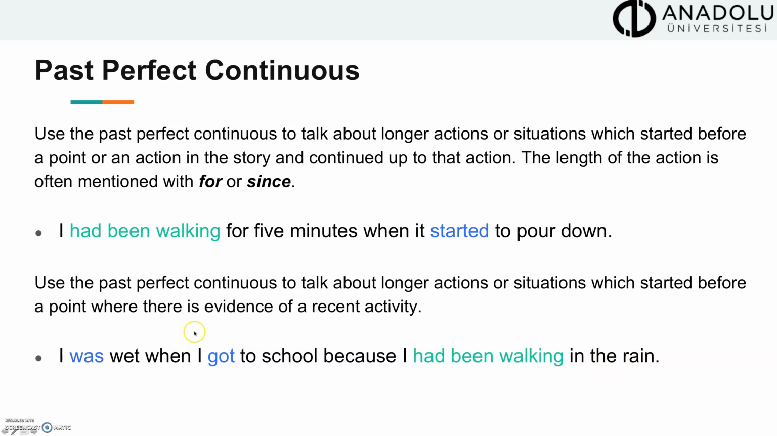So when I was at school, I was not still walking. There is no walking. What is there? There is the effect. I was wet. Why? Because I was in the rain. Okay, this is the effect. So use past perfect continuous to talk about the effect, to talk about the cause of the action.